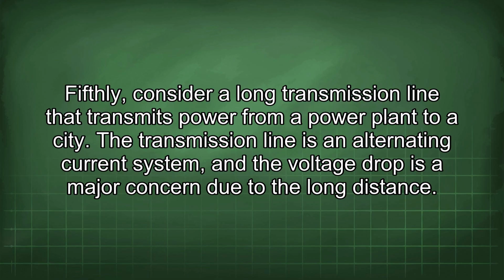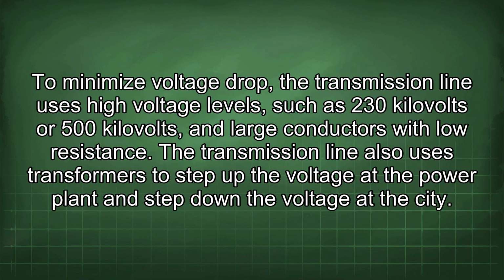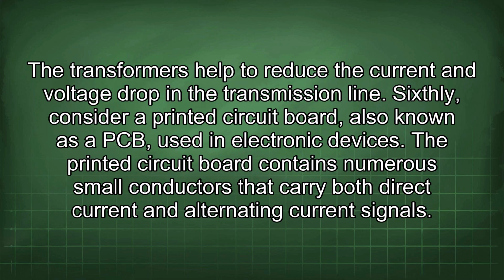Fifthly, consider a long transmission line that transmits power from a power plant to a city. The transmission line is an alternating current system, and the voltage drop is a major concern due to the long distance. To minimize voltage drop, the transmission line uses high voltage levels such as 230 kV or 500 kV, and large conductors with low resistance. The transmission line also uses transformers to step up the voltage at the power plant and step down the voltage at the city. The transformers help to reduce the current and voltage drop in the transmission line.